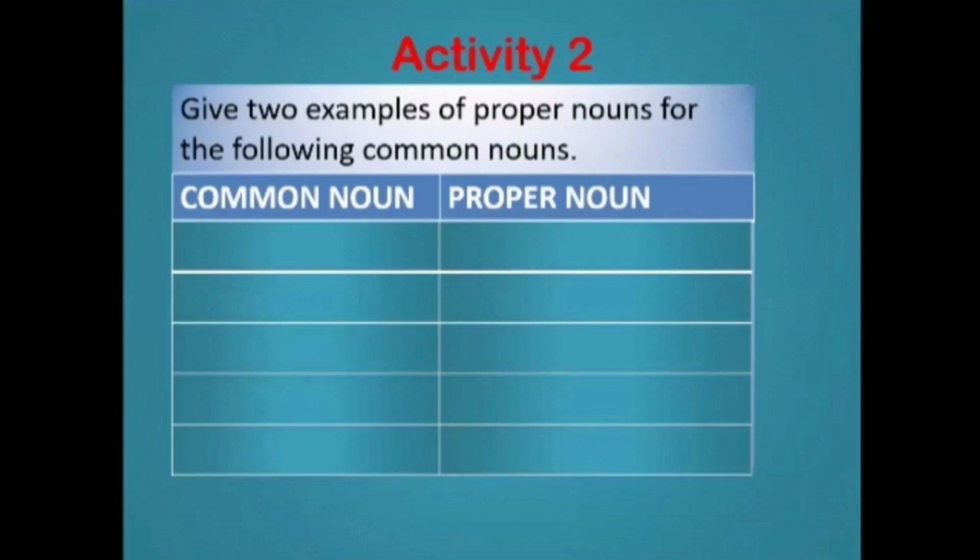Now children, let us come to another activity. See, in this activity, there are two columns given. And in column A, here are some common nouns given. For each of the common nouns, you need to think of two examples of proper nouns. First is boy. So can you think of any two boys' name? Yes, you can think of many, right? So here we have Rohan and John. These two are proper nouns.